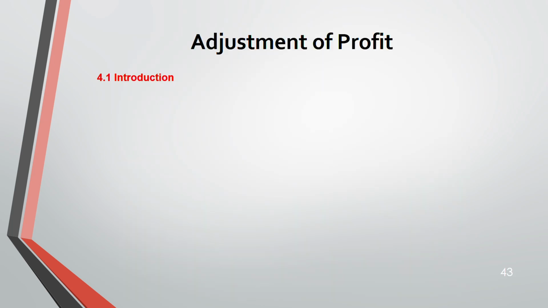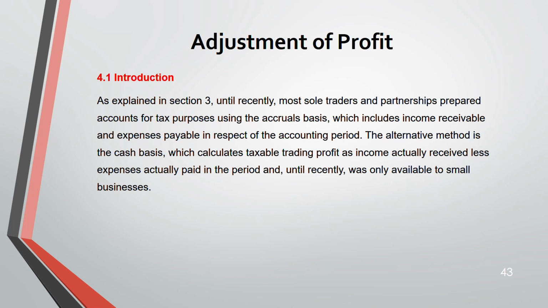Now, the fourth part, adjustment of profit. So as explained in section 3, most sole traders, until recently, have been preparing their accounts using accrual basis. In this accrual basis, we have income receivable and expenses payable for that accounting period. Alternate method is what? Cash basis. This calculates taxable trading profit based on actual income received minus actual expenses paid. But this cash basis was only available to small businesses until recently.